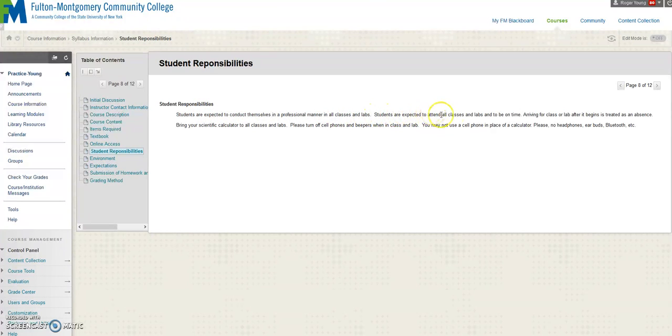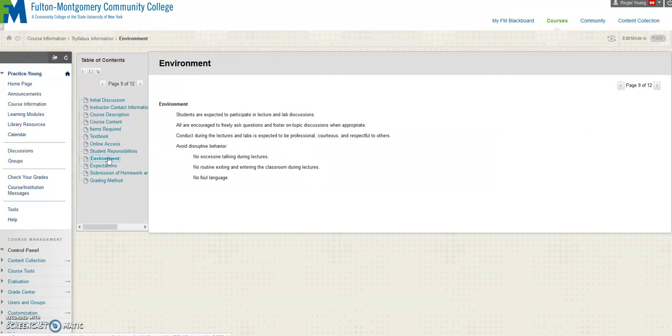Students are expected to attend all classes and labs. Arriving for a class or lab after it begins is treated as an absence. Bring your scientific calculator to all classes and labs. So this is general information that people really should already know, but it has to be stated. The classroom environment, how they are expected to conduct themselves: they're supposed to conduct themselves in a professional, courteous manner and also be respectful to others. No disruptive behavior and no foul language.